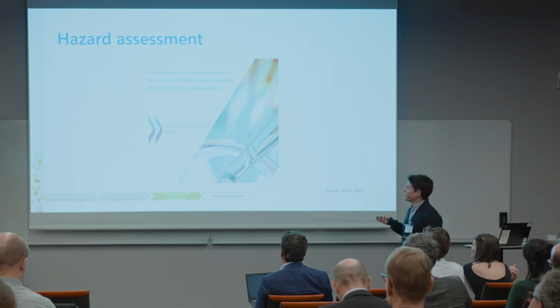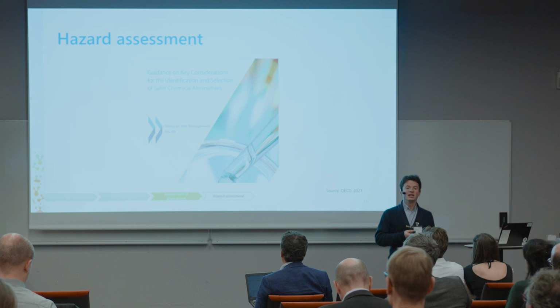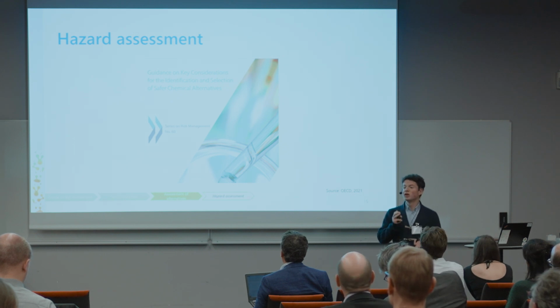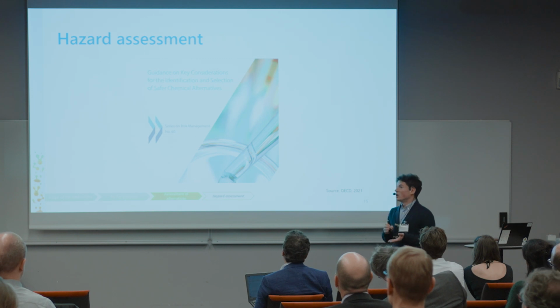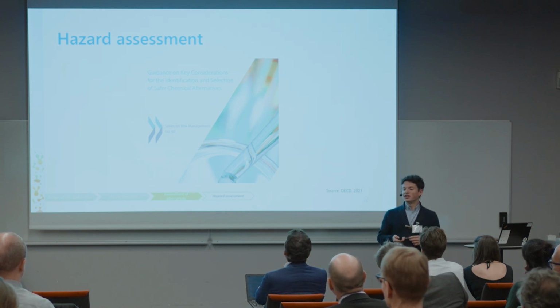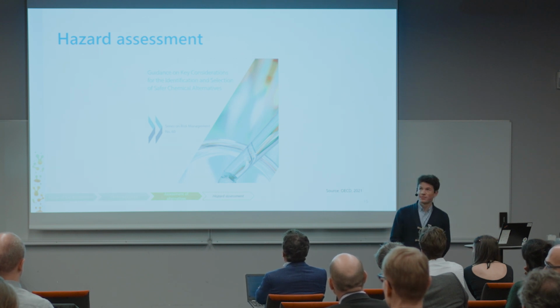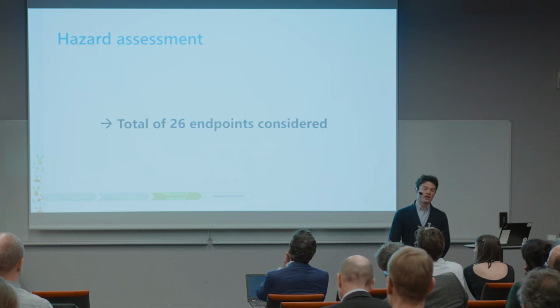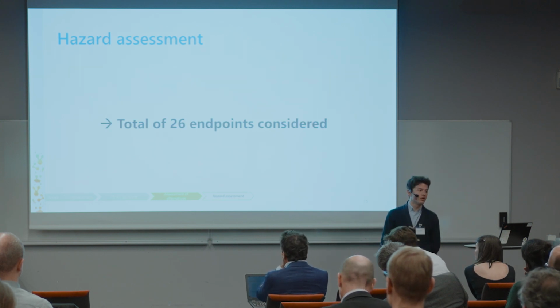So we consider hazard endpoints not only mobility, but also persistency potential, bioaccumulation potential, endocrine disruption potential, and all the human and environmental toxicity endpoints that are listed in GHS. In total, we ended up with 26 hazard endpoints for the alternative assessment.